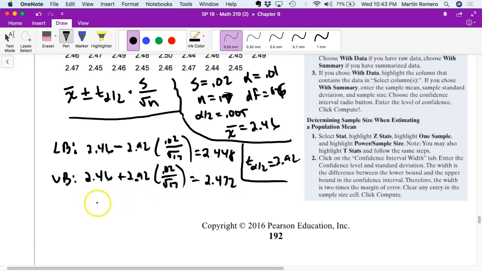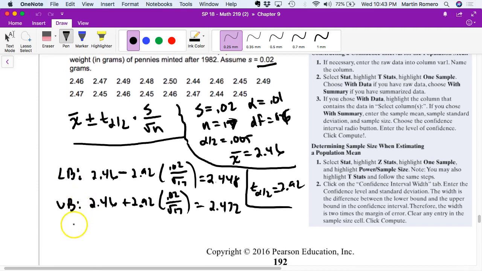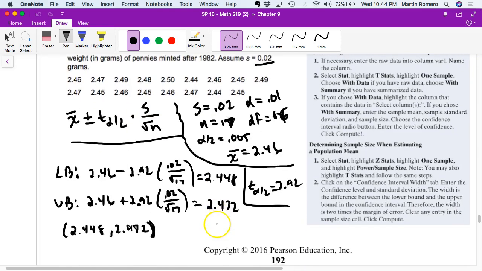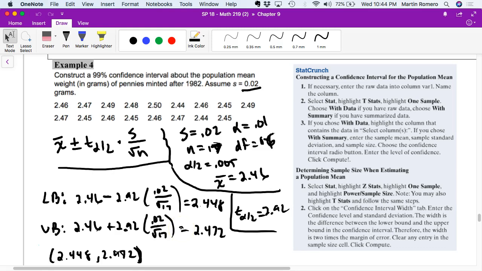upper bound 2.472. And so then your confidence interval, we assume the weight of a penny, I'm 99% confident the weight of a penny is between 2.448 and 2.472 grams. So I'm 99% confident that the weight is between those two values. And so that's us doing it by hand.